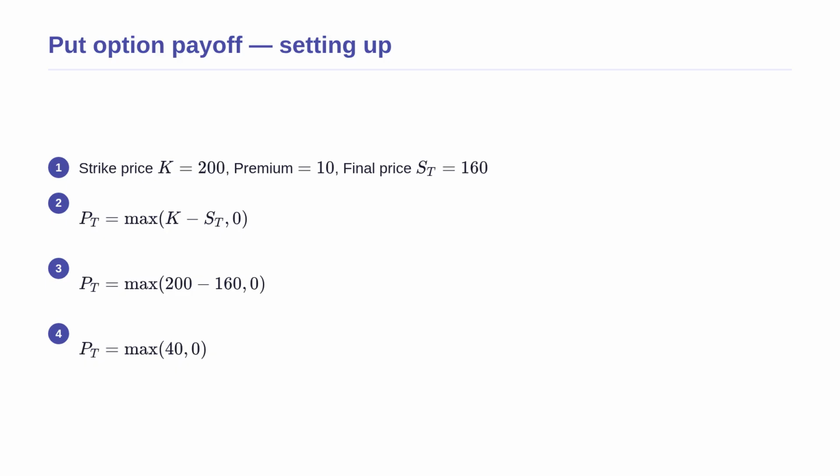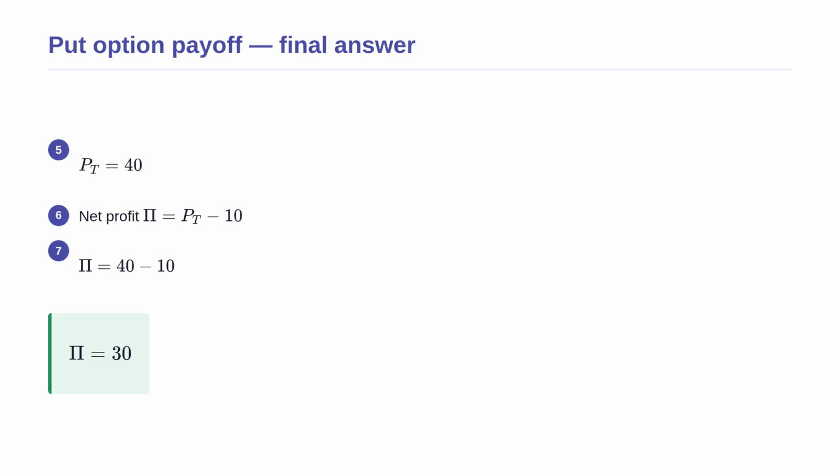Let us apply this to a real scenario. Imagine you own tech shares and buy a put option with a strike price of $200 for a $10 premium. A market crash hits and the stock falls to $160. We start with our put payoff formula to find the gross value of the contract. We substitute 200 for our strike price K and 160 for the depressed market price S subscript T. Subtracting the market price from our strike price gives us a positive difference of 40. Because 40 is greater than 0, our gross payoff from the put option is $40. We successfully avoided selling our shares at the low market price.